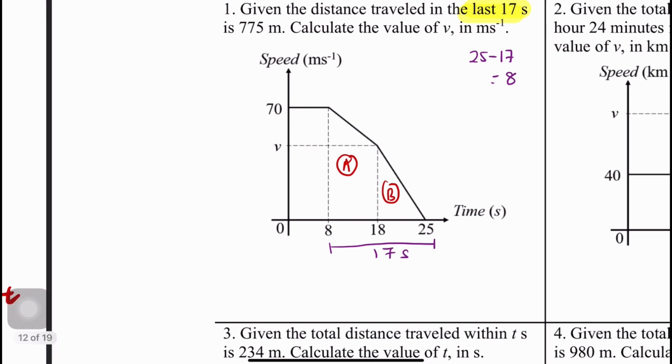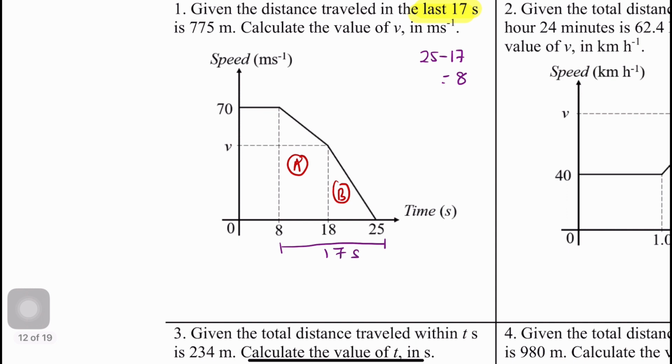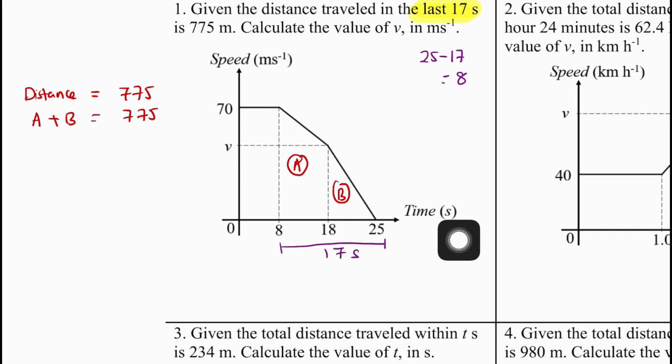Okay, sini. So I know that the total area of these two parts, A plus B, is 775. So saya boleh katakan distance is equals to 775. Saya tahu 775 tu adalah A plus B equals to 775. Sekarang jom kita kira luas A dulu.